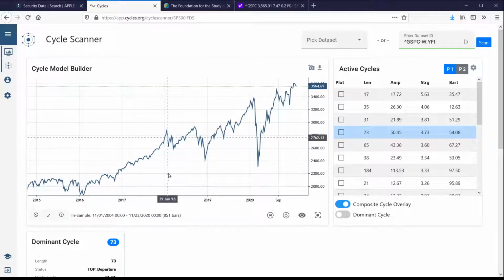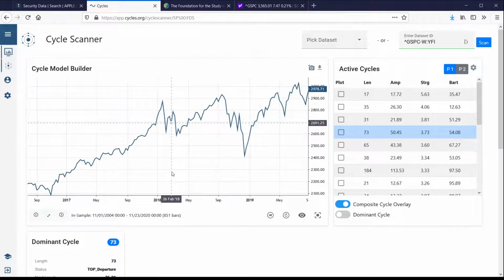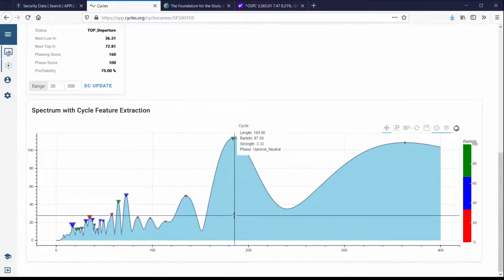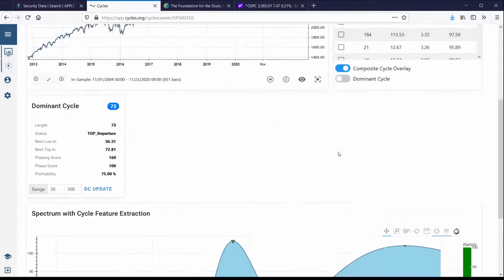Yeah, so now one bar is one week. If you go over the data set, the cycle analysis is done the same as if you would use daily data. So this cycle, which is now detected here with a length of 184, is a weekly length. It's always related to the data set you use. So this is a weekly cycle of a length of 184 weeks.